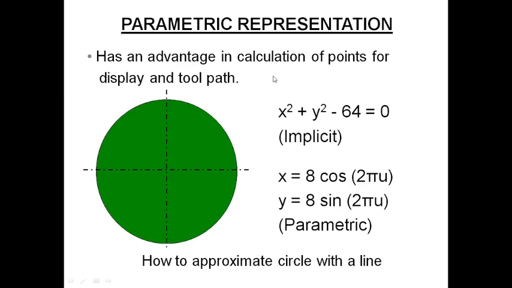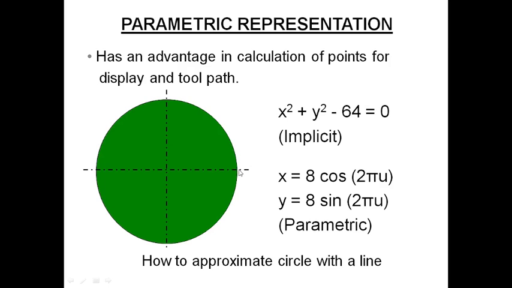So parametric representations have an advantage in calculation of points for display and toolpath. For example, this circle, you can find any point on this circle by defining different u values. Like I can say u is equal to 0 is this point, u is equal to 0.1 is this point, u is equal to 0.2 is this point, u is equal to 0.25 is this point. So I can divide the circle parameter into n number of points for my convenience of accessing relevant information about a point.